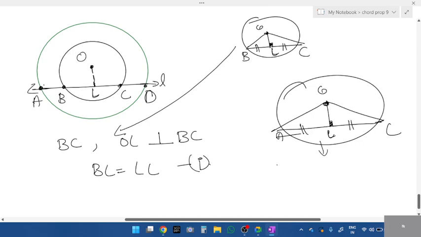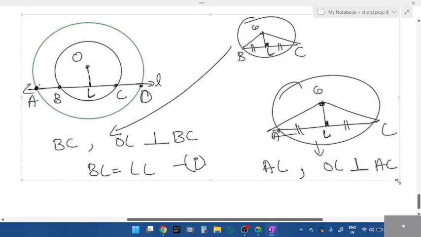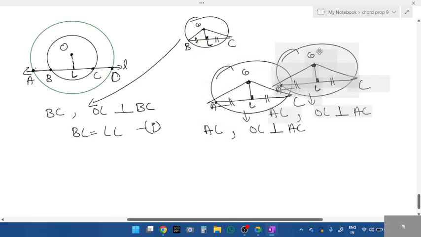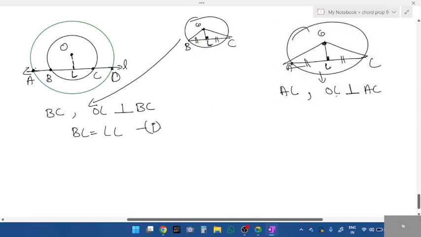Next, in the bigger circle, tell me. All of you will respond. What is the chord we have? AD is the chord. Next, OL is perpendicular to which one? Which is the chord, students? AD. If you have notes, don't check the notes and answer. Close all the notes, try to understand the concept. This is the bigger circle. For the bigger circle, OL is perpendicular to AD.